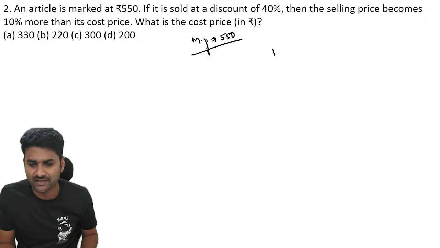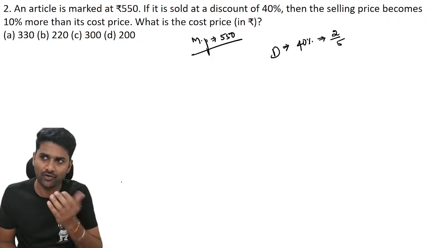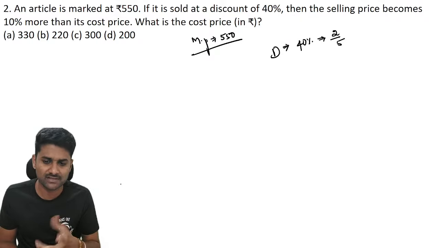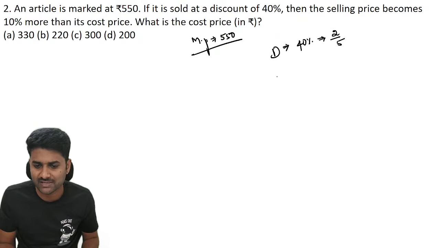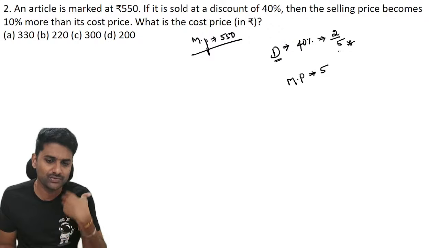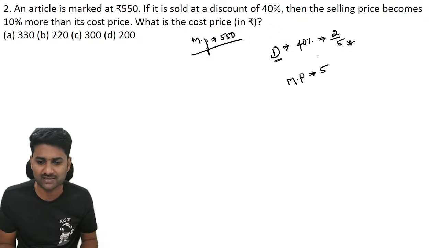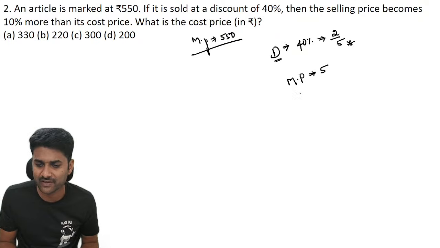Let's see, first of all, discount. They gave the discount as 40 percent. Discount of 40 percent means a fraction of 2 by 5: 40 by 100, after cancellation, the resultant is 2 by 5. If market price is 5 units, and I told you in the previous slide that the denominator is all about the comparison, then you get a discount of 2 units.